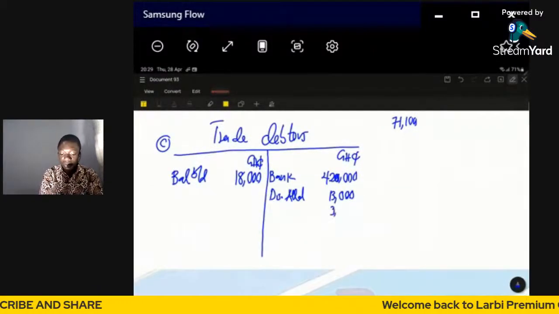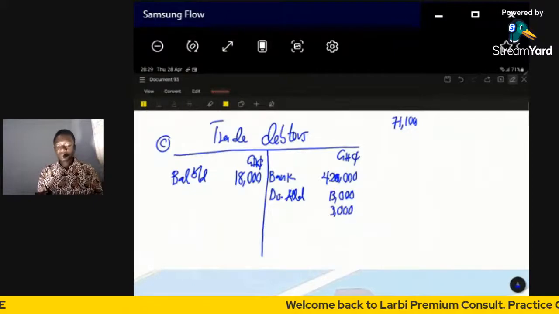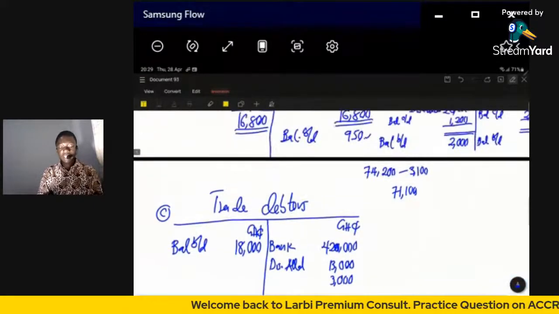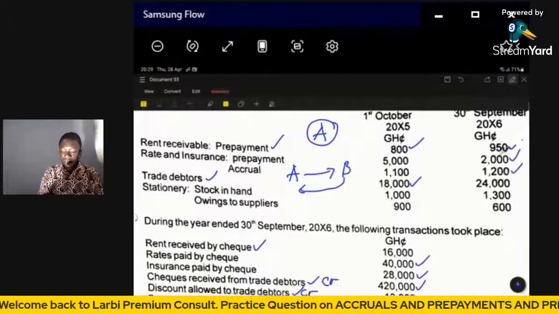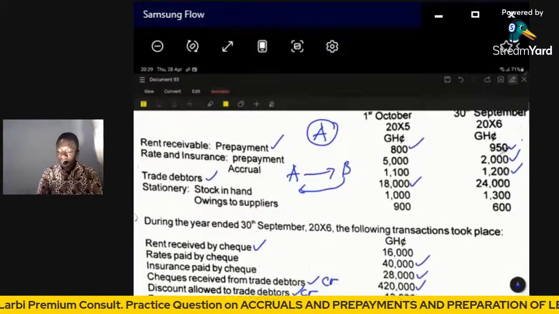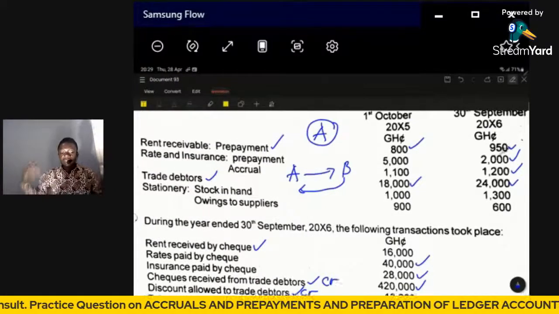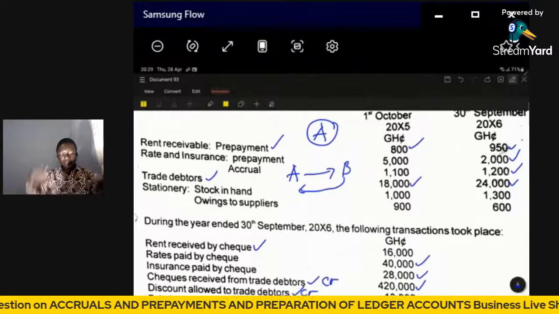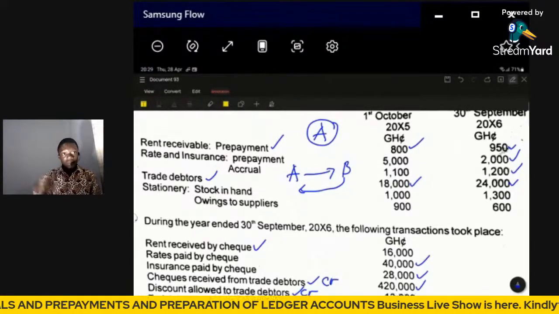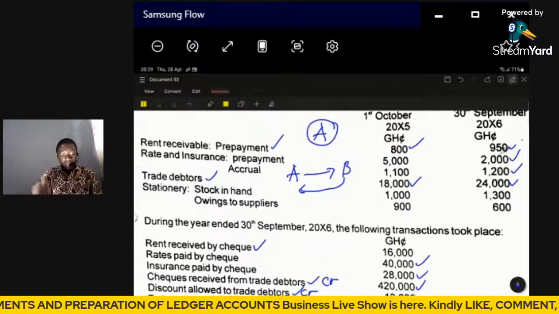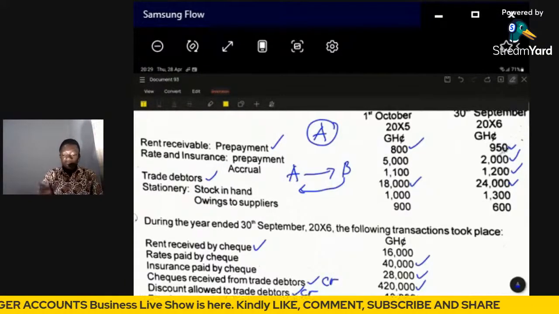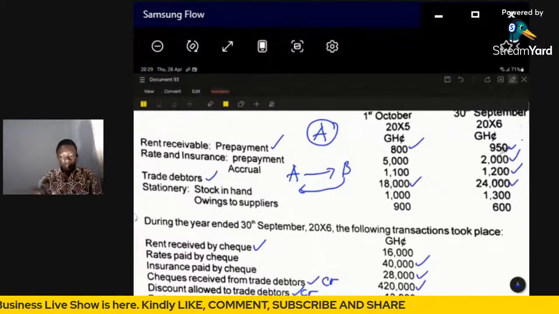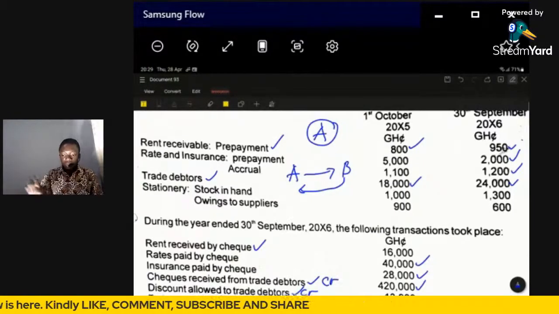So 3,000. Once you're able to record this information down, the next thing is, was there any closing balance for trade debtors? Yes, there was a closing balance. So at the end of the day, we still have an amount standing in the trade debtors account that tells the business that these people still owe the business. For Padisco Limited, we have certain people who still owe them, and that was 24,000.